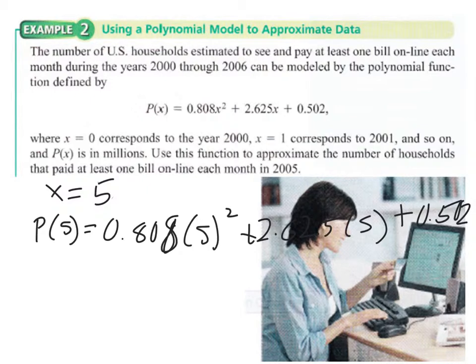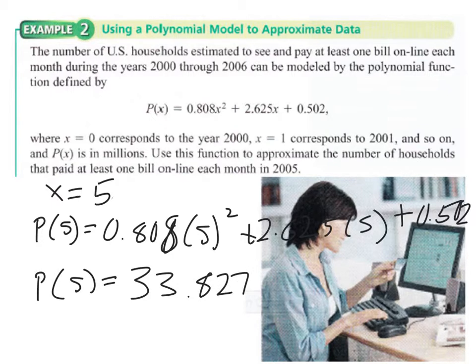So again, I would pretty well let the calculator handle doing this calculation just with the number of decimals and things involved. When I do that, again, you got to be very careful in how you enter that in, but here's what I come up with, 33.827. Now, again, they don't ask us to round. Of course, it is an approximation in the first place, but remember, the p of x is in millions of households.